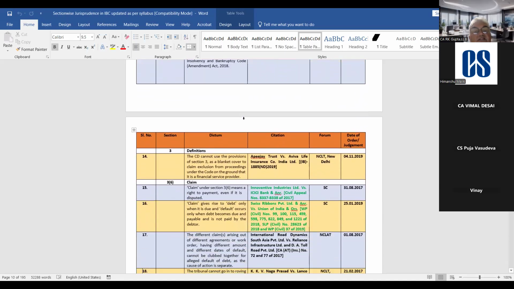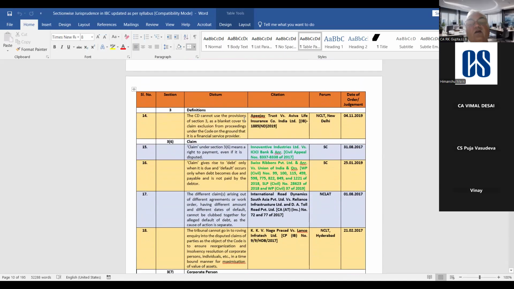Next is on section 3. On section 3, there are a lot of cases. First is the CD cannot use the provisions of section 3 as a blanket cover to claim exclusion from proceedings under the code on the ground that it is a financial service provider. ठीक है? तो वो कहता है कि भाई ऐसा है कि इफ इट इज ए फाइनेंशियल सर्विस प्रोवाइडर ओनली, ठीक है, तो उस केस में इट कैननॉट क्लेम एक्सक्लूजन फ्रॉम प्रोसीडिंग्स अंडर द कोड.